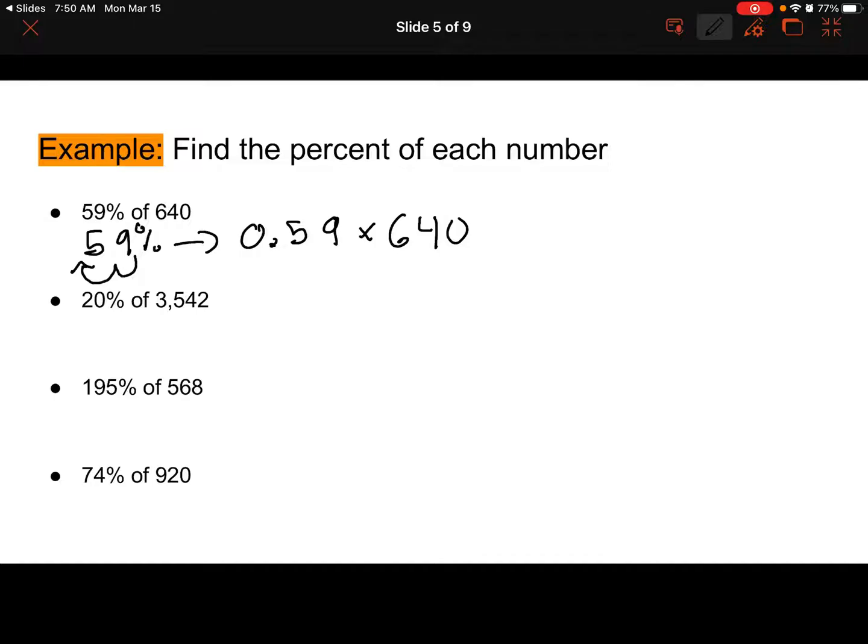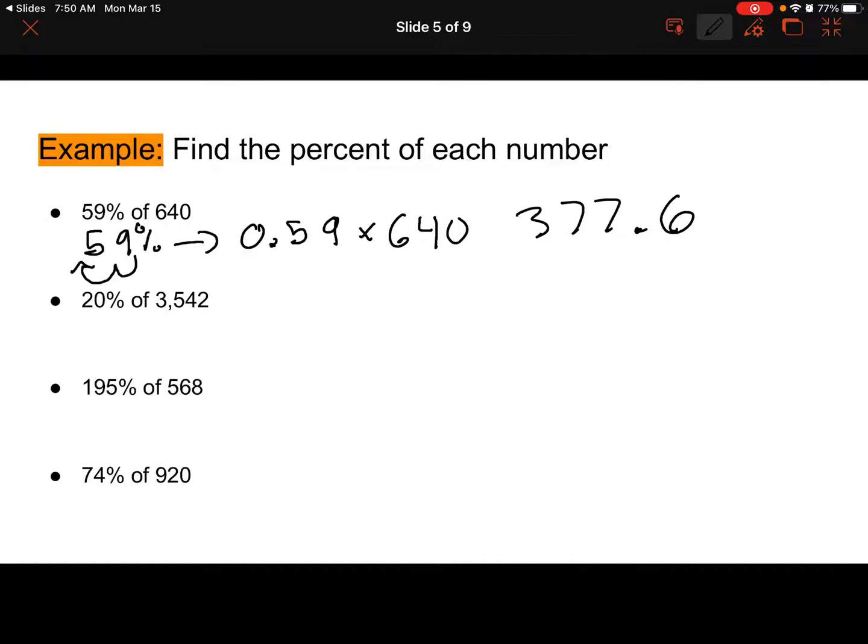So 0.59 times 640 will give us 377.6 would be our number for this one, and that is 59% of 640. Well, let's think about it. 50% of this would be 320, right? Because that's exactly half of 640. So it makes sense that 59% would just be slightly more than this. So this one does seem to be true.